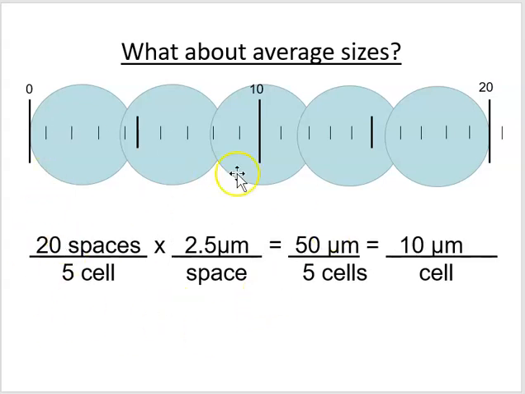We can do the same thing, and again, I prefer to use this micrometer because it's a little bit easier. You don't have to write as many decimal points and zeros there. 20 spaces for 5 cells multiplied by 2.5 micrometers per space, because we are using our 400x objective, is going to give me 50 micrometers per 5 cells, or 10 micrometers for 1 cell.